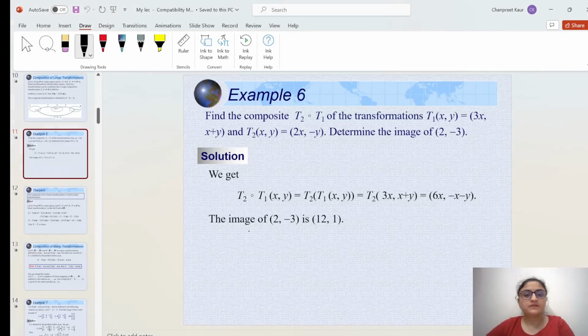So next example, example number 6, we have to find the composite of these two mappings, T2 ∘ T1, and the actions are given. We need to determine the image of (2, -3). So just like simple composition, we compose these two mappings. This is the resultant mapping, and the image of (2, -3) is simply found by putting the values here. So the image of (2, -3) turns out to be (12, 1).